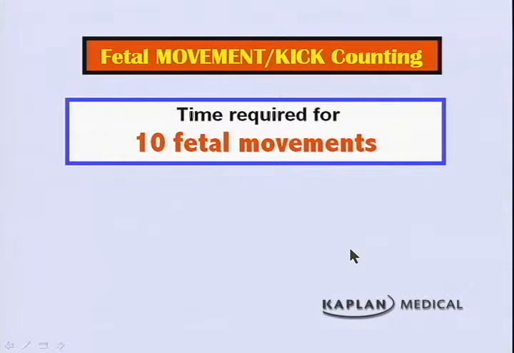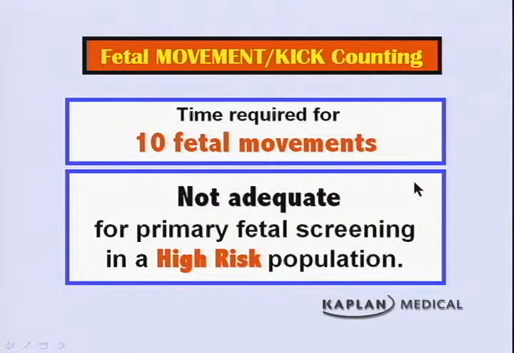We start with fetal movement counting. Now, fetal movement counting is not a very good predictor of fetal well-being. We always ask patients, how's the baby moving? And the cardiff kick count says, how long does it take to feel 10 fetal movements? It's not adequate for primary fetal screening in a high-risk population because half the time when the fetus moves, the mother doesn't even feel it.